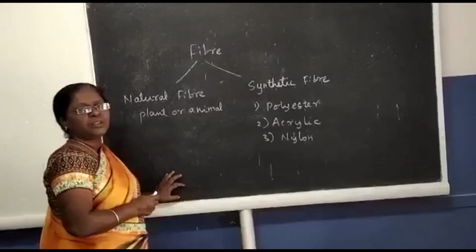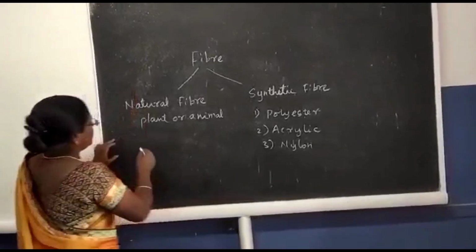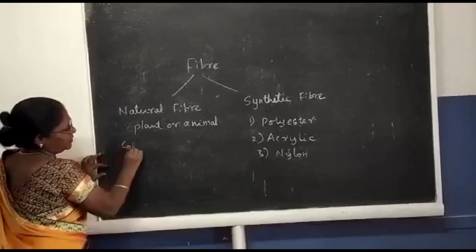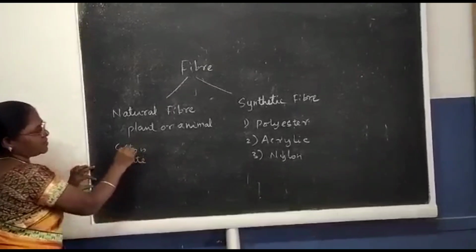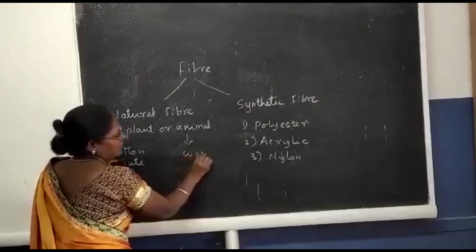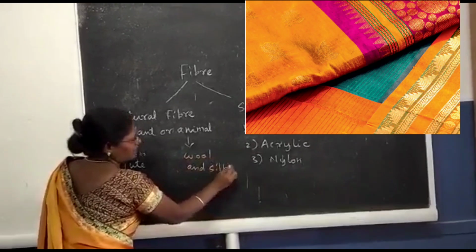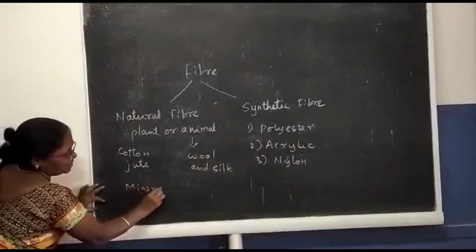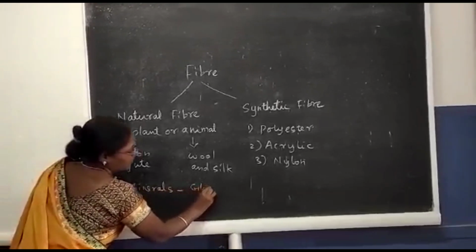Spun into filament, thread and rope. Here, examples for plant are cotton and jute. For animals, examples are wool and silk. And the third one is minerals. An example of minerals is glass fiber.